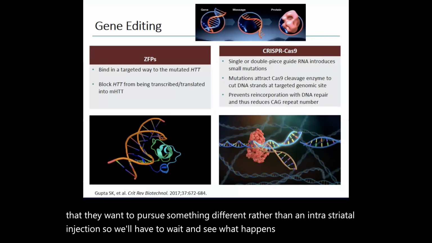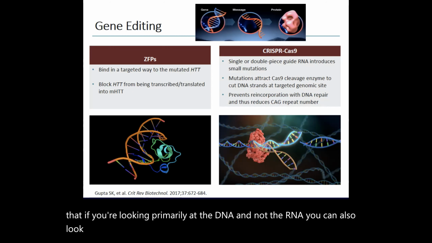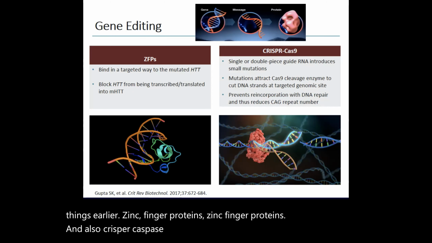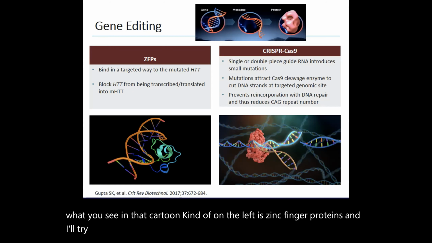Now, we said that if you're looking primarily at the DNA and not the RNA, you can also look at things like gene editing. And we mentioned 2 things earlier: zinc finger proteins, and also CRISPR Cas9. So we're going to talk about both of them. And what you see in that cartoon on the left is zinc finger proteins, and I'll try to clarify that a little bit.